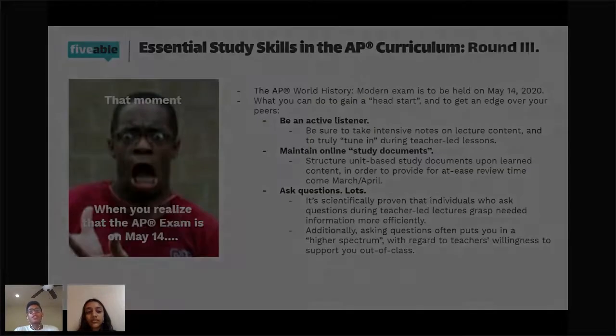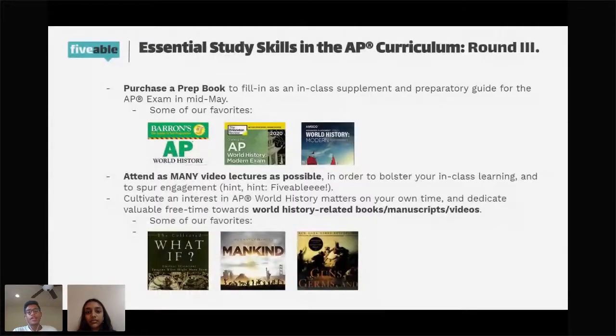Some other study skills that we're going to hit on here today. First of all, it's good practice to purchase a prep book to fill in as an in-class supplement and preparatory guide for the AP exam in mid-May. I believe both the Barron's book and the Princeton book are great tools to help you with in-class supplements. But I love the AMSCO book more as an in-class supplement, because throughout the year you can use all three of these books.